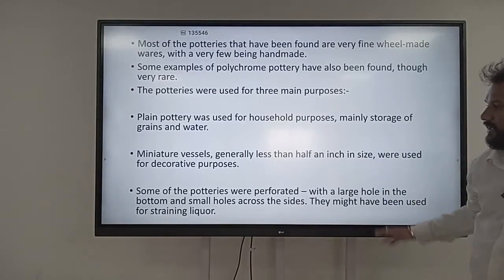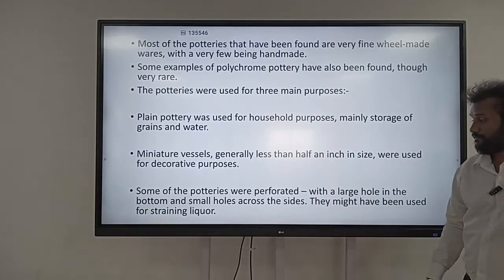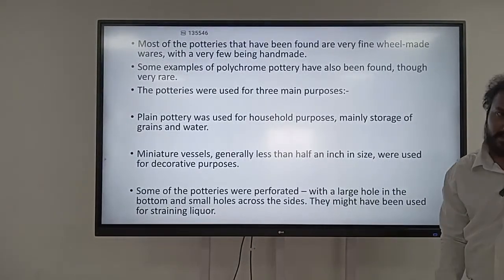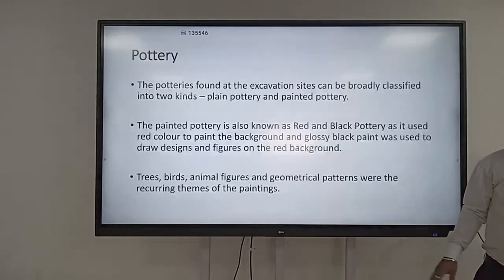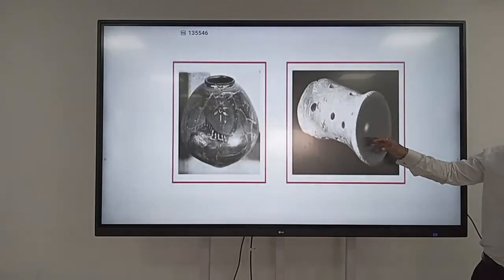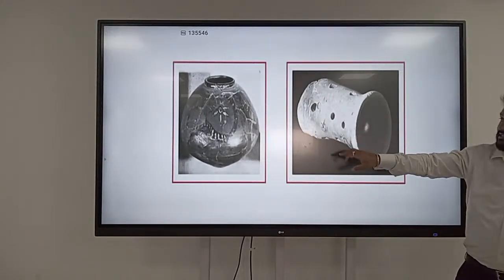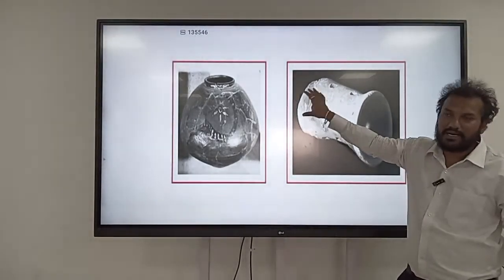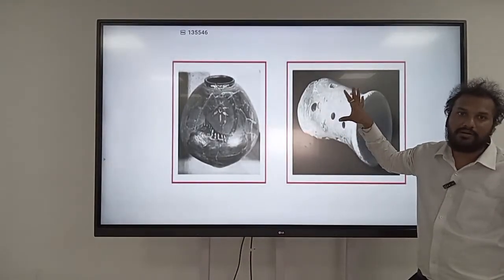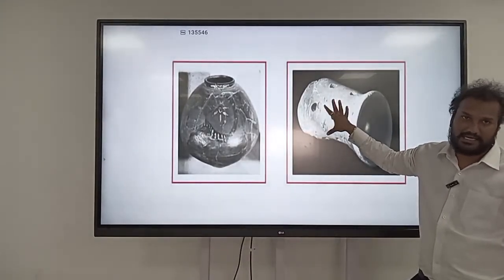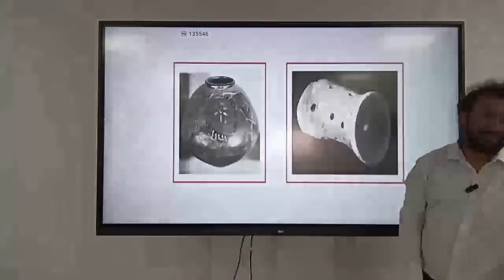Those they use for what? Decoration purpose. And some potteries are there which are perforated. I'll show you. See, perforated potteries. Some potteries have a big hole at the bottom and small holes at the side. Those potteries were also found in the Harappan sites. The use of this pottery is to filter the alcohol.